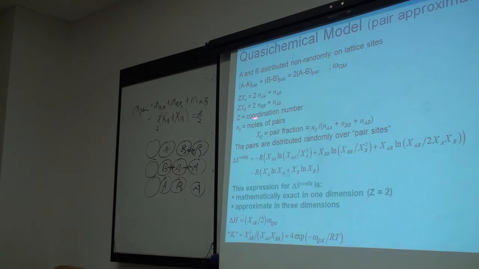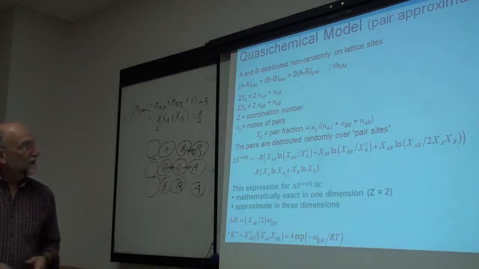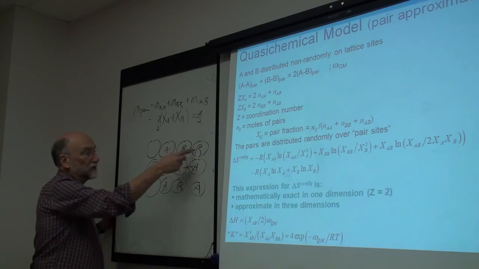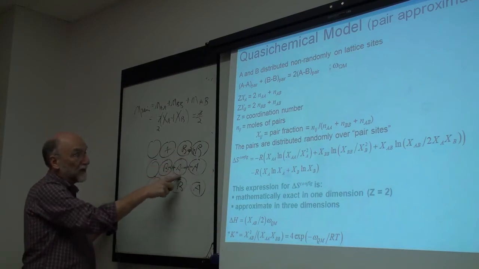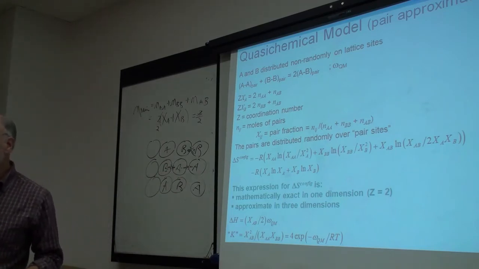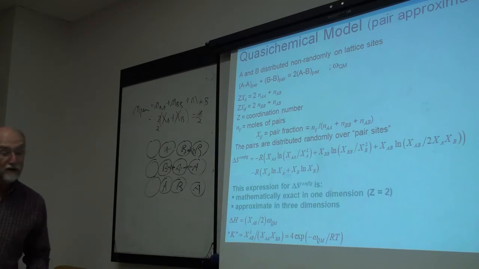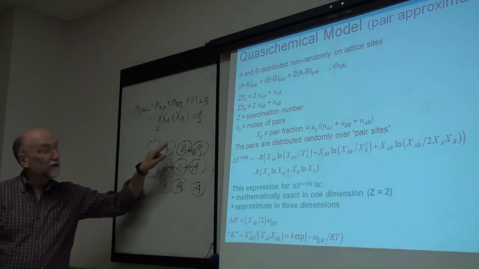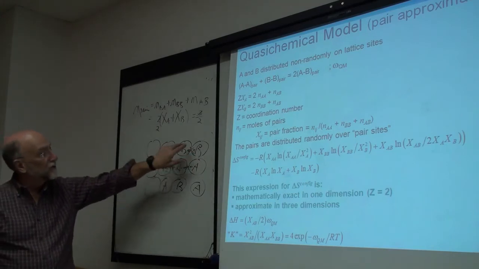I'm assuming for the moment that Z is independent of composition, but later on we can generalize. This gives the total number of pairs and the pair fractions. Now we're still doing a random mixture, but of the pairs over the pair sites. We're not distributing atoms on atom sites anymore. We're distributing the pairs over the pair sites, randomly. Whereas the Bragg-Williams model was a point approximation, distributing atoms on points of the lattice, this is called a pair approximation, where we distribute the pairs randomly.